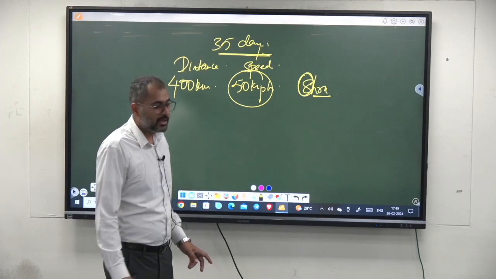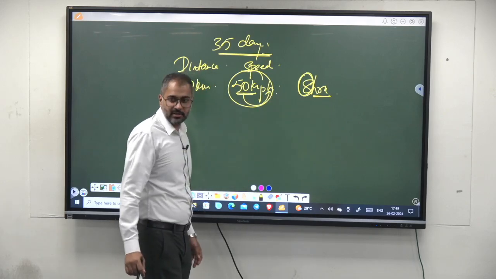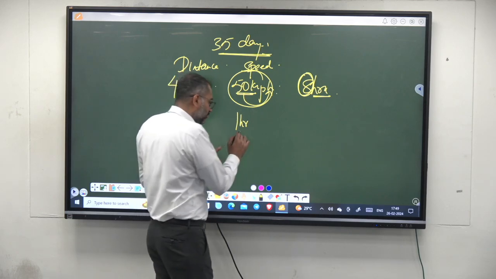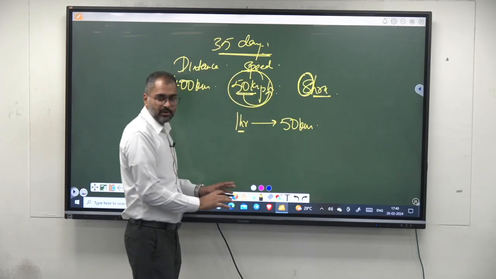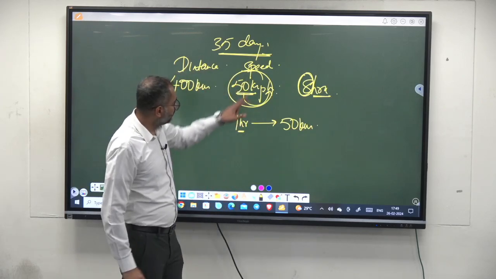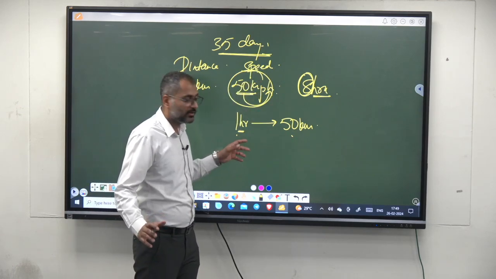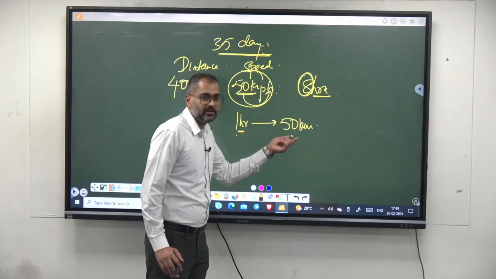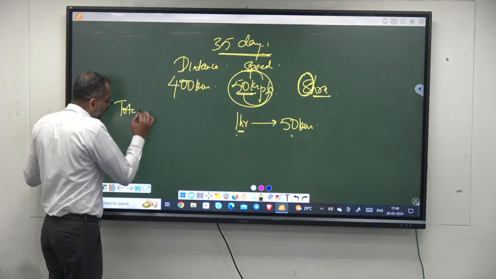The speed is 50 kilometers in how many hours? If it travels for the next 1 hour with the same pace, it can cover 50 kilometers. That's the meaning behind speed. Speed is nothing but distance traveled in 1 hour, not 2 hours, not 10 hours. Every hour, whatever distance your car covers is called speed.